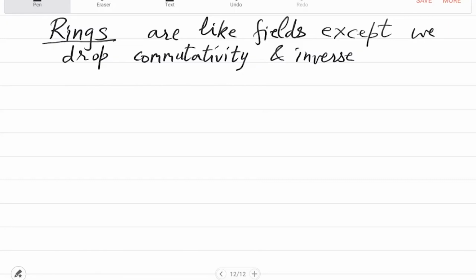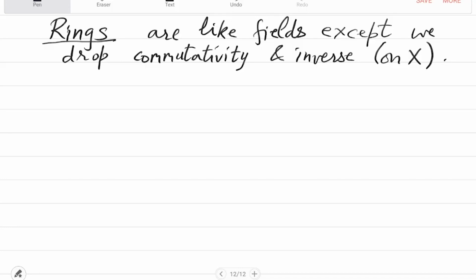On both the operations or only one operation? Only on multiplication. Okay, so only on the multiplication operation the properties are reduced. So multiplication here is more relaxed. But addition, everything is the same as for fields. Yeah, so this actually covers a lot of ground. There are far more rings and complicated rings than there are fields.